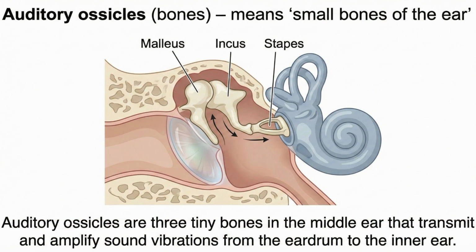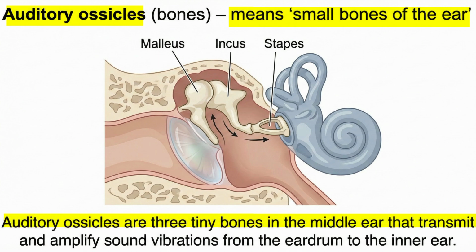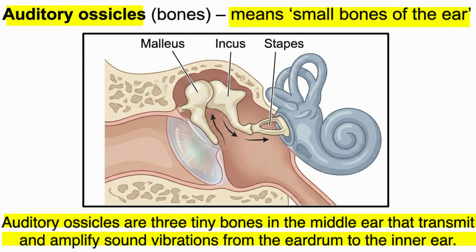After that, we have the auditory ossicles. Auditory ossicles mean small bones of the ear. Auditory ossicles are 3 tiny bones in the middle ear that transmit and amplify sound vibrations from the eardrum to the inner ear. This diagram shows the middle ear, which has 3 small bones called auditory ossicles. These 3 bones are named malleus, incus, and stapes.